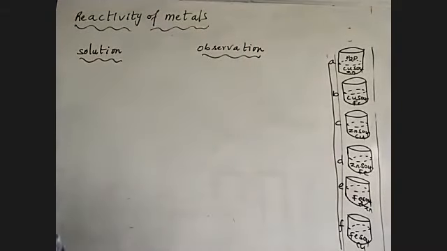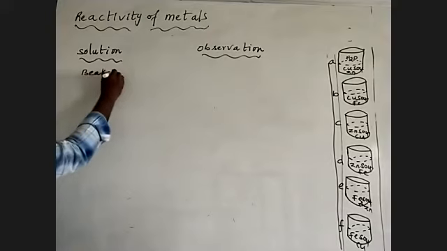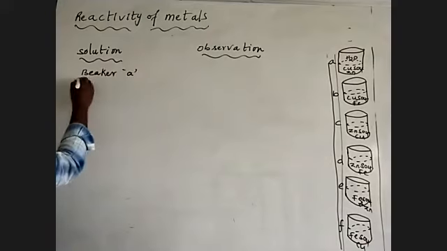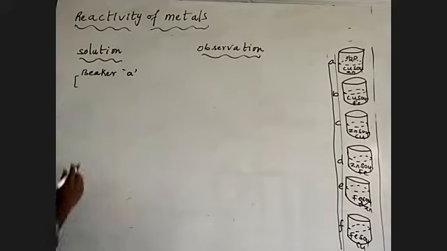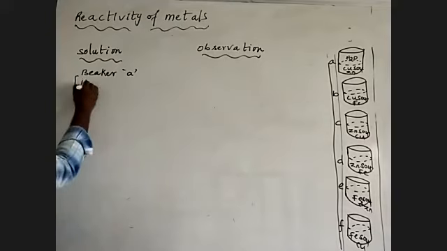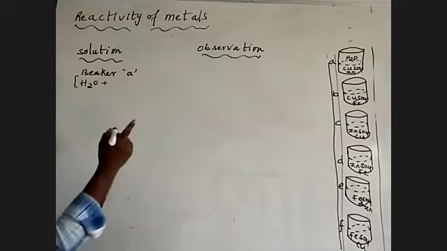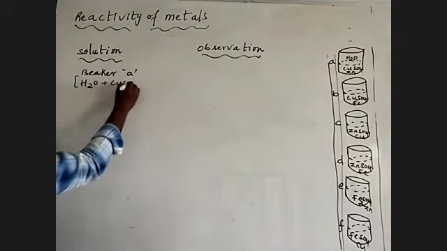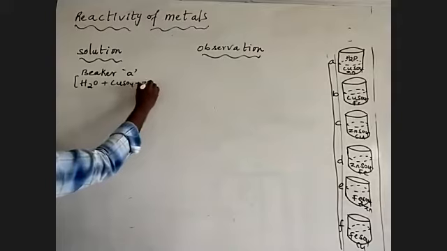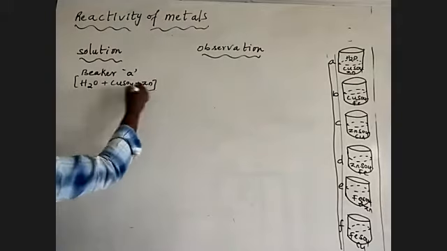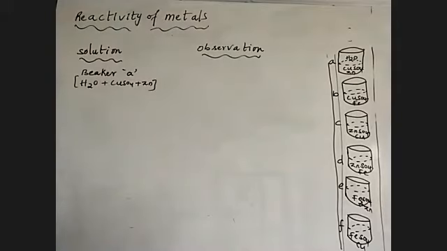So the solution we have in beaker A: in that beaker A we have water plus copper sulfate plus zinc granules. These we have. What do we have in the first? Water, copper sulfate, and zinc granules.